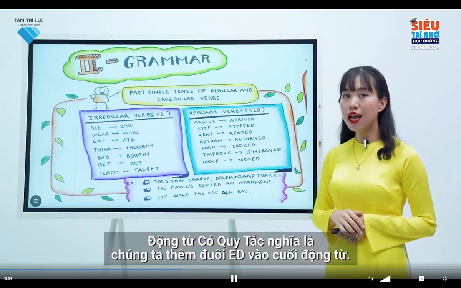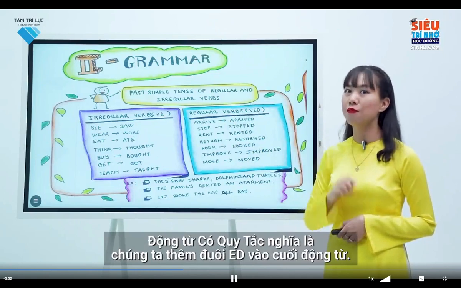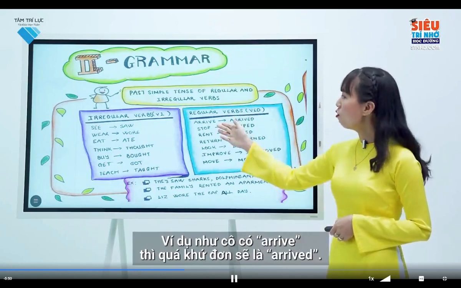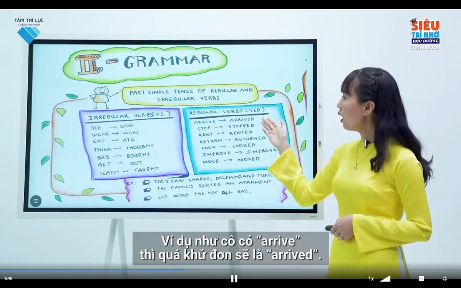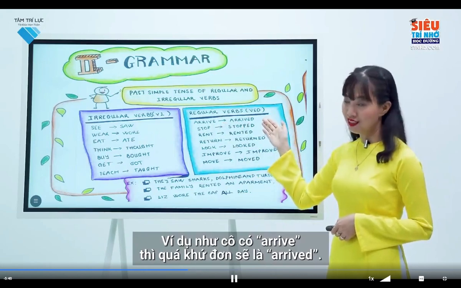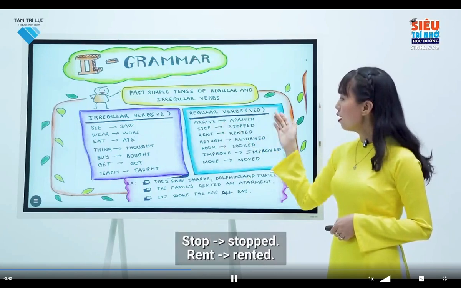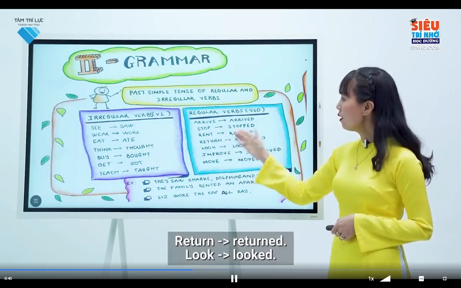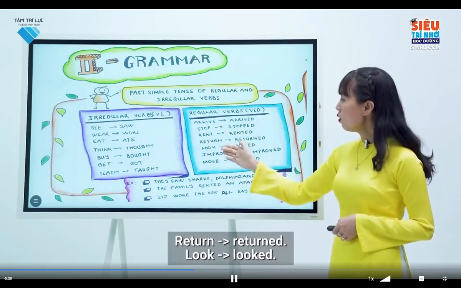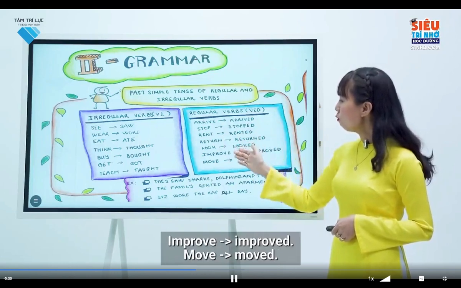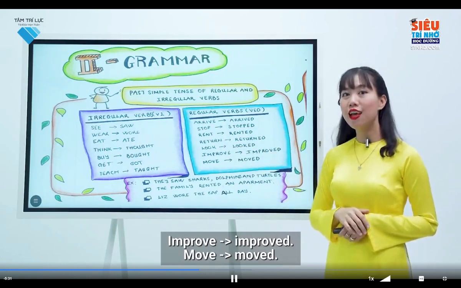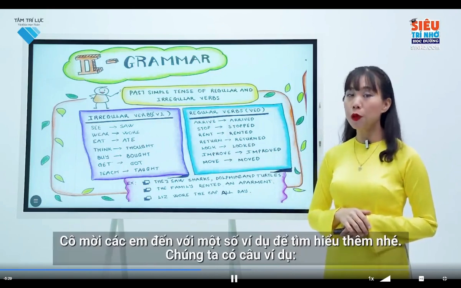Regular verbs mean that we add the ed ending at the end of the verb. For example, I have arrive, the past simple of it would be arrived. Stop, stopped. Rent, rented. Return, returned. Look, looked. Improve, improved. Move, moved. Let's come up with some examples to learn more about this.